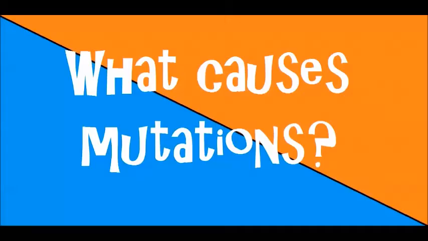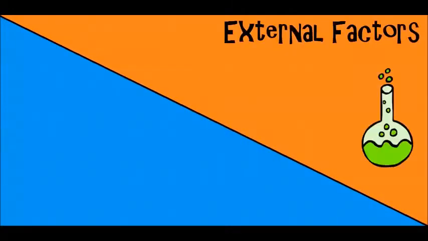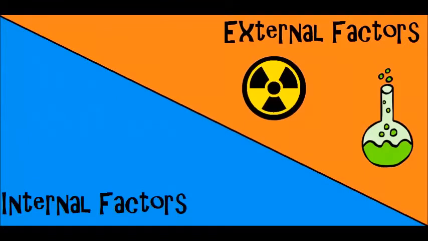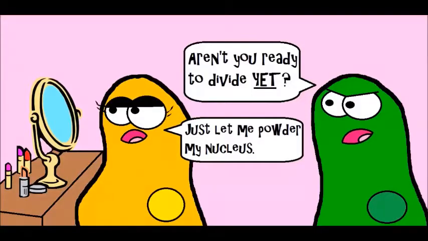Many things can cause an error like that. There can be external factors, like chemicals and radiation. Internal things too, like something goes wrong during DNA replication, during interphase. Interphase is a stage that prepares cells to divide during mitosis.